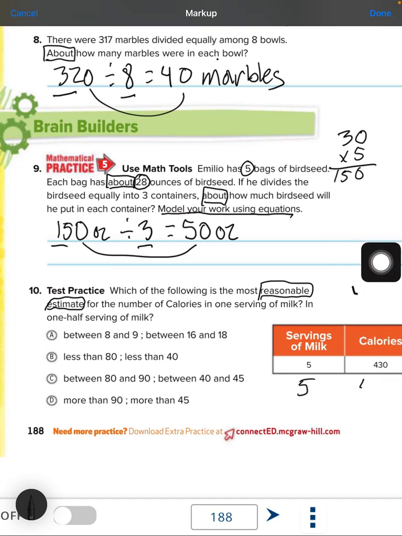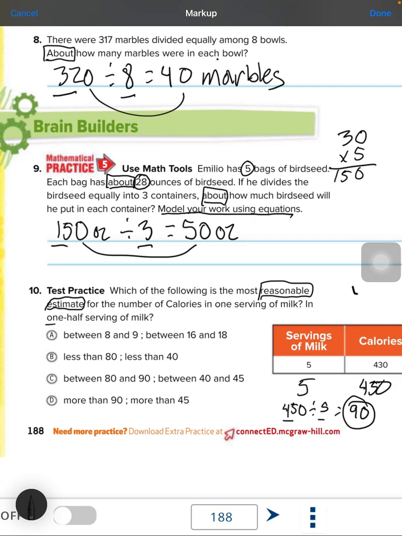So I'm going to change that to about 450 because I know that 450 will be divided by 5 easily. See, 450 divided by 5. 45 divided by 5 equals 9. Then bring the 0 over. So it's about 90 calories.